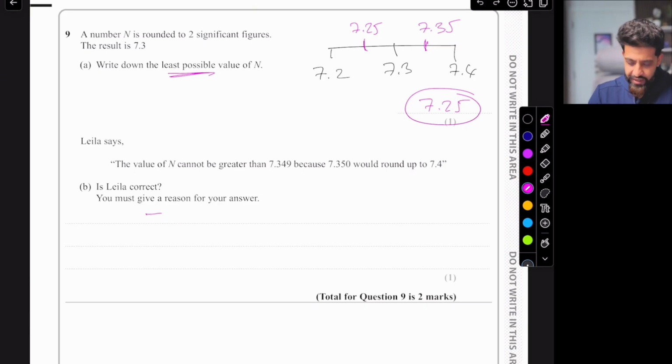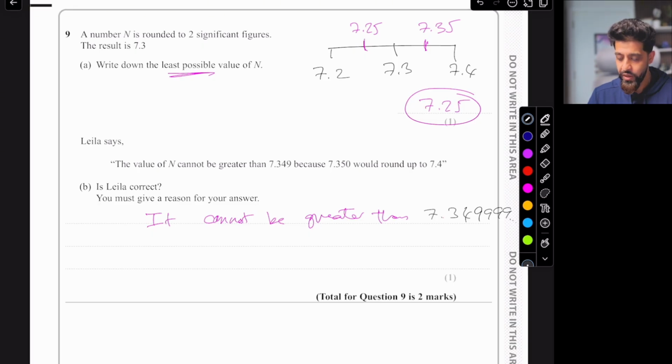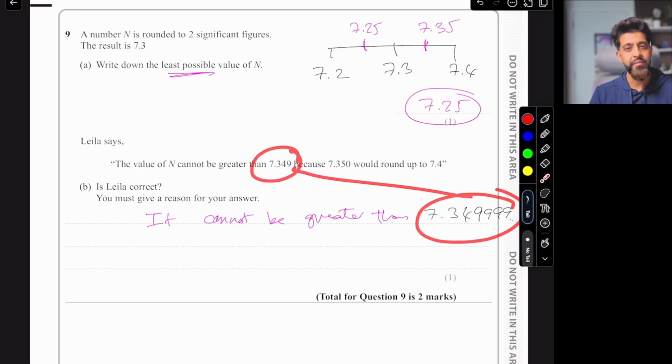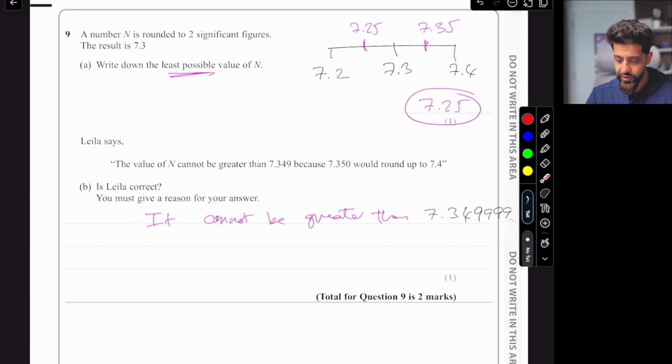what should I say? Actually, it cannot be greater than... Hold on. It cannot be greater than 7.34999. We can have loads of 9s. So this number is bigger than that number. All right. So that's why when we usually do these questions, we add a less than only on that side. Okay.